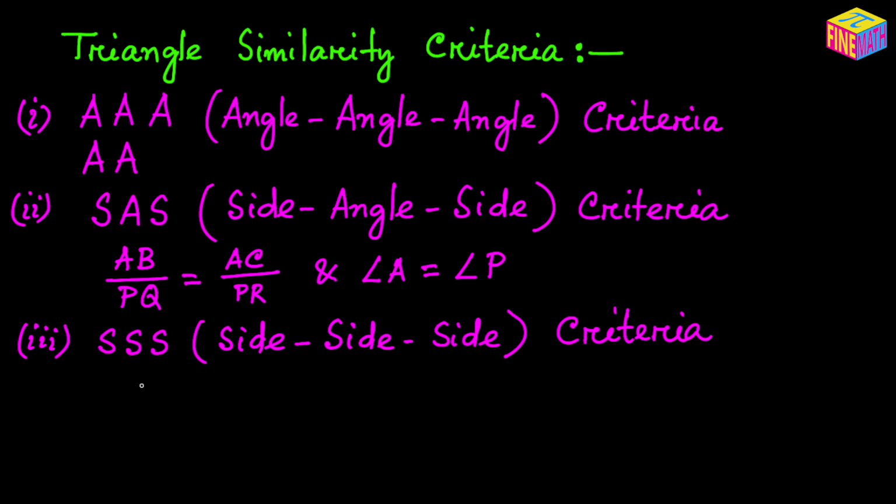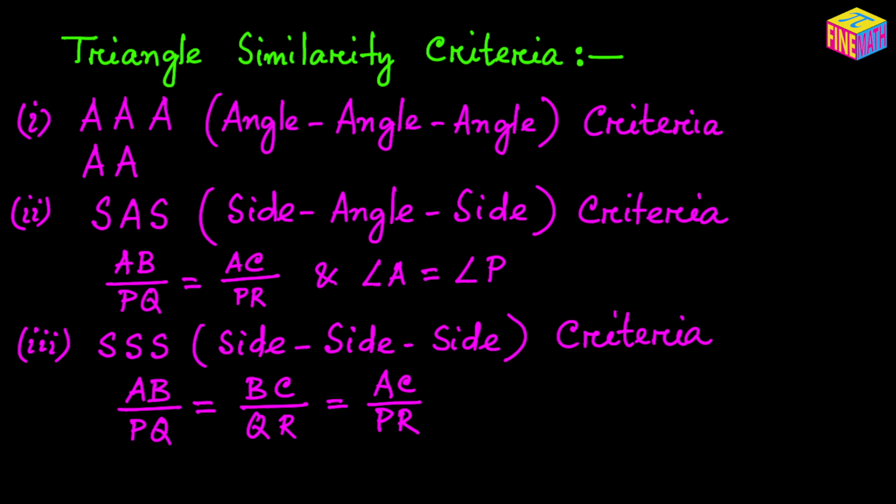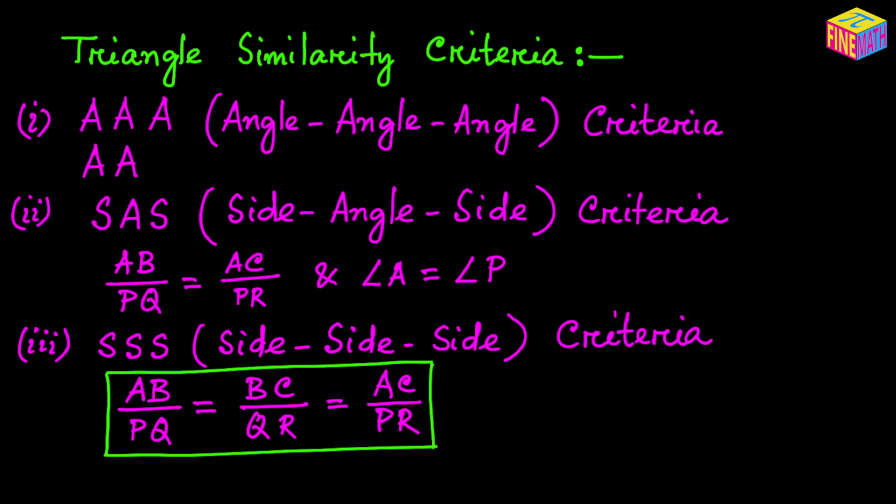So if we have two triangles like this where AB divided by PQ is equal to BC divided by QR is equal to AC divided by PR, if the corresponding sides are in the same ratio, then also the two triangles will be similar triangles. And this is very important. I need to highlight this. This particular property of similar triangles will be used in coordinate geometry, trigonometry, in many places in mathematics, and it is very important to remember that if we have two similar triangles, then their corresponding sides will be in the same ratio.